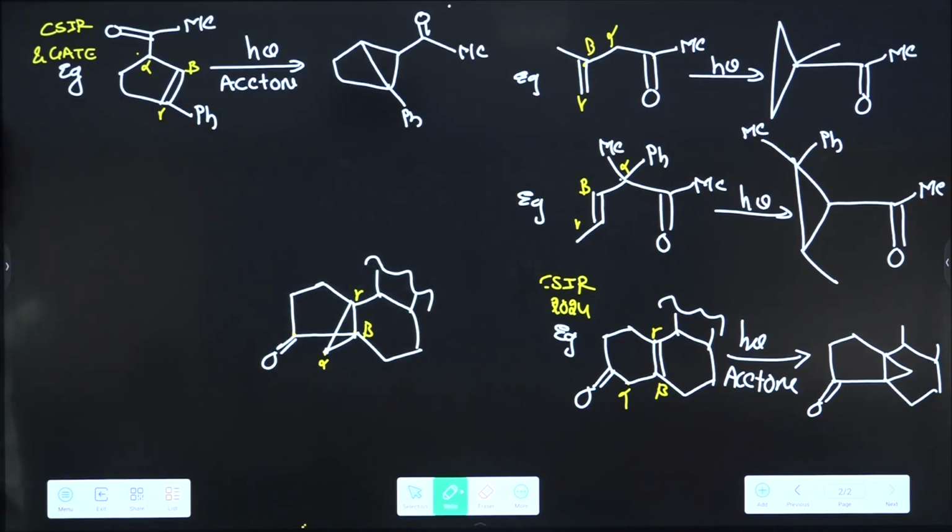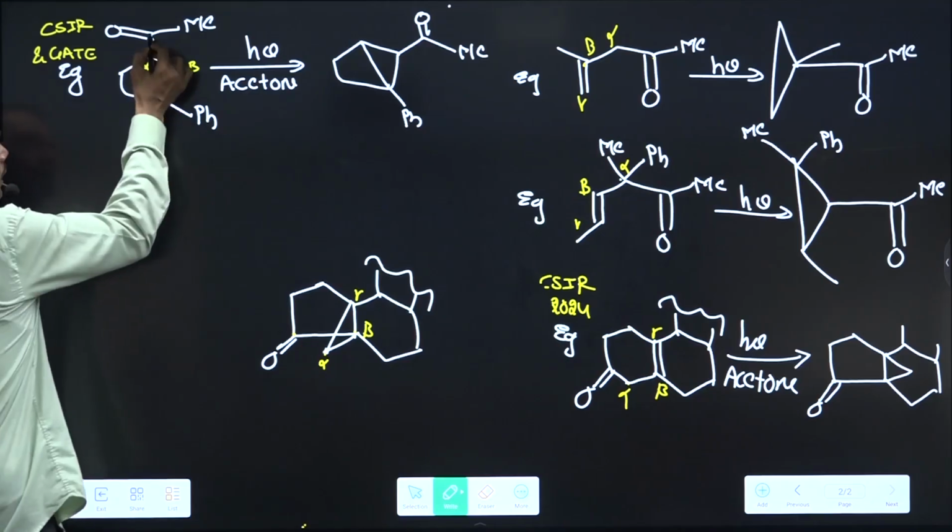If you want to write the mechanism, you won't get the answer. Open chain is different, rings are different. That's why I am saying apply the shortcut. Without hesitation, even if you know the mechanism, even if you write the mechanism, you will get confused. If you apply the shortcut, your answer is clear.